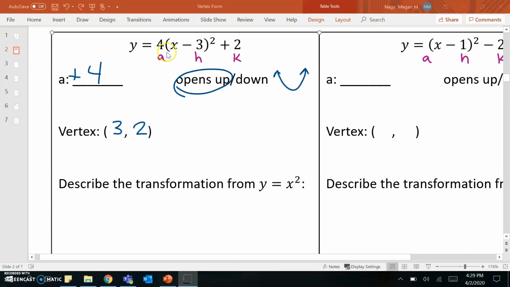I'm going to describe my transformation. It opens up, I've already determined that, but the minus 3 means that it's going to shift right 3, and adding 2 on the end means that it's going to shift up 2. And that's how I would describe my transformation for that parabola.